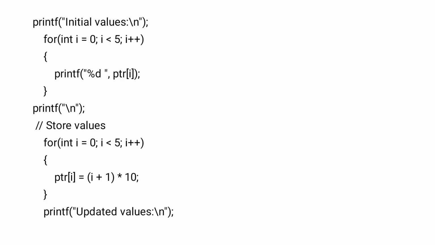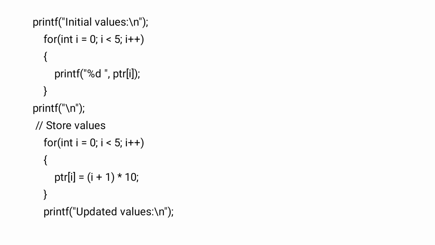So now we have to retrieve all 5 values from the 5 locations. For that I am using a for loop. So for int i = 0; i < 5; i++. So this loop executes 5 times. Next, inside this for loop I am giving printf %d, comma, ptr[i].